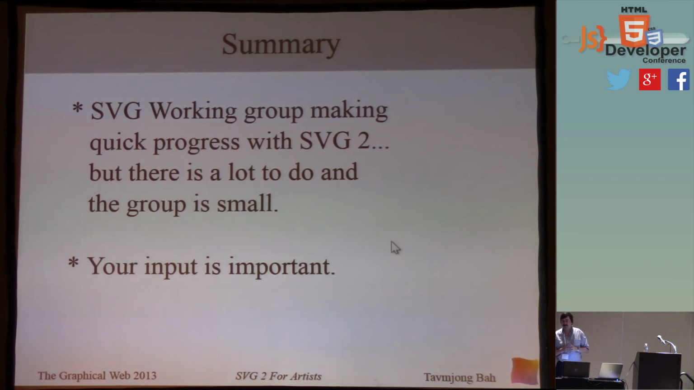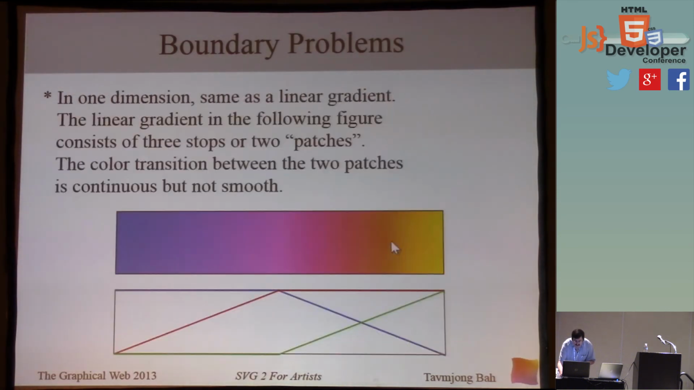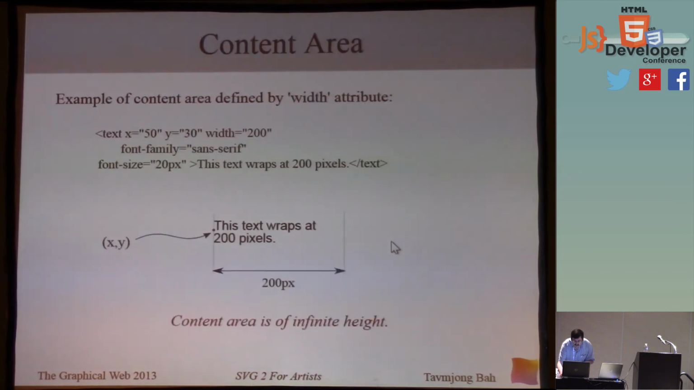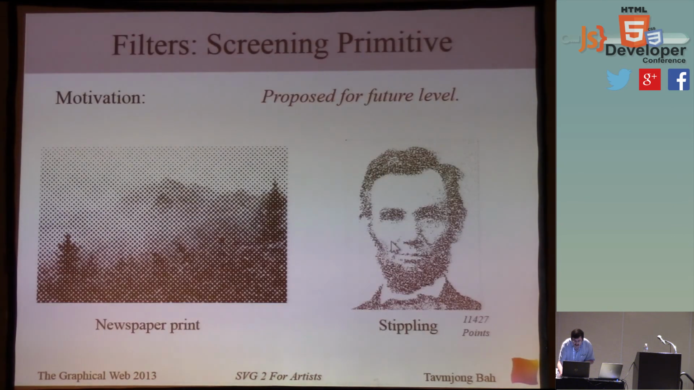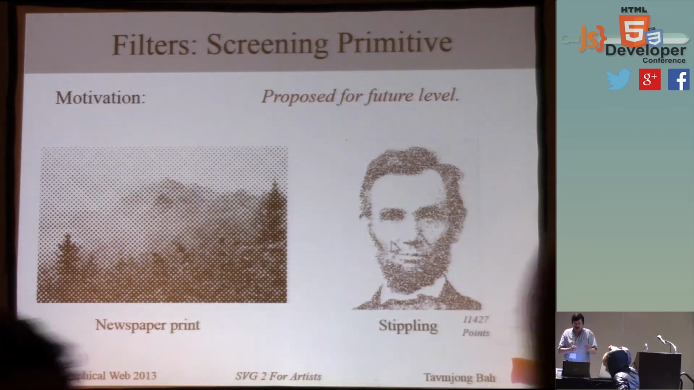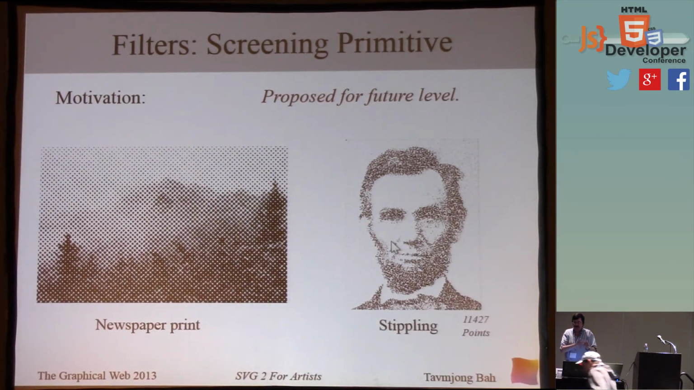Sure. Can you talk more about the screening feature and the technical implementation of that? Well, it's basically, you're just looking at what's underneath, your bitmap or whatever drawing, and then you decide by the color or the intensity what the probability is for putting a dot there or the size of the dot. You can do either way.